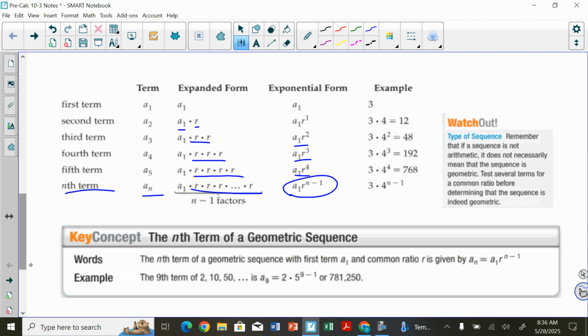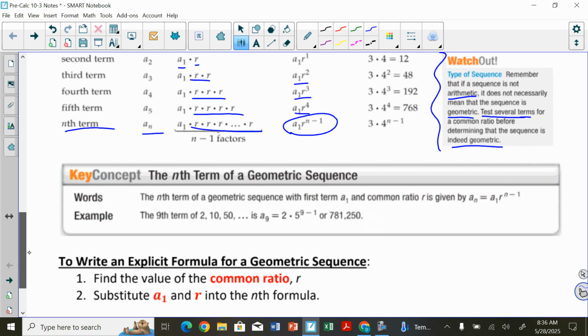Okay, so just remember this key here: just because it's not arithmetic does not mean that it's actually geometric. So you should test several terms. That's why we're testing the second and third, to make sure it is geometric, because it might not be. Okay, just wanted to point that out.